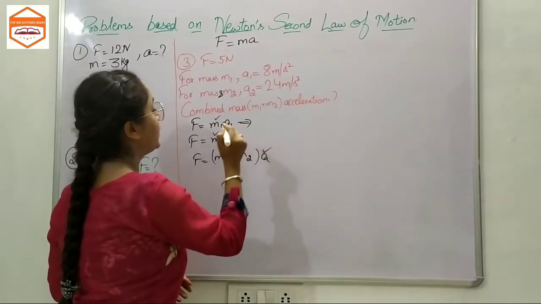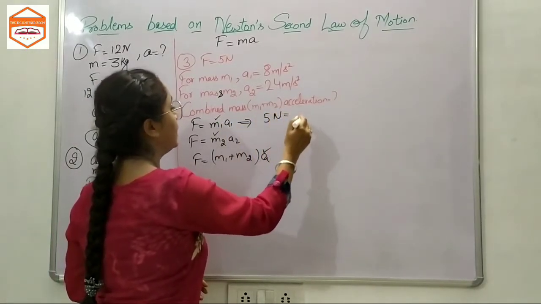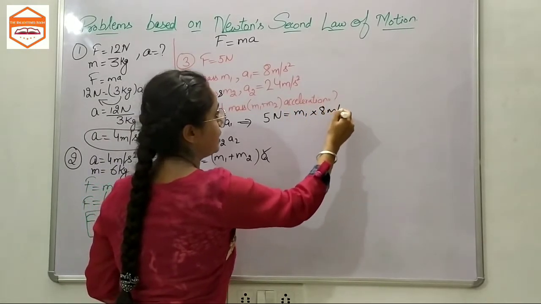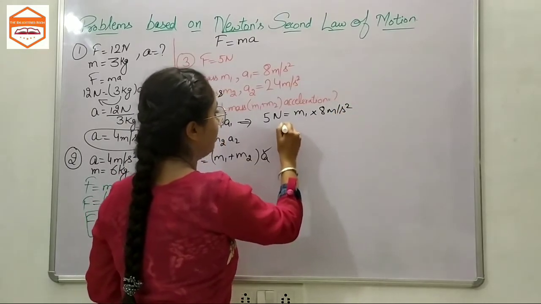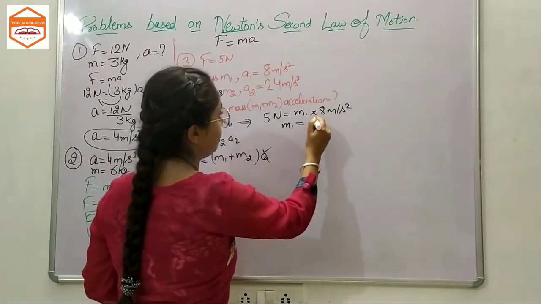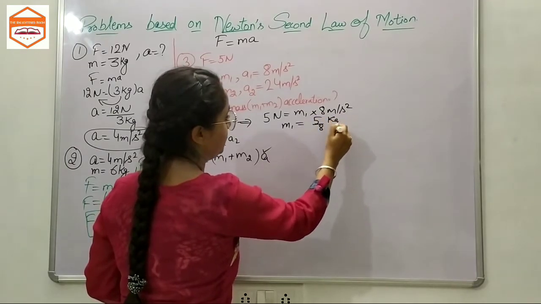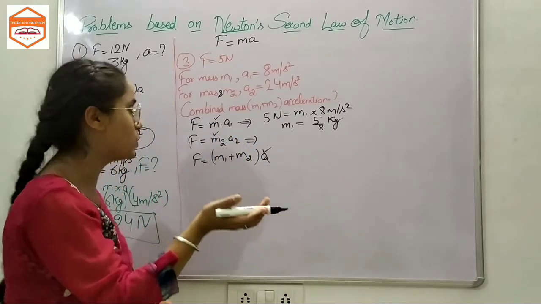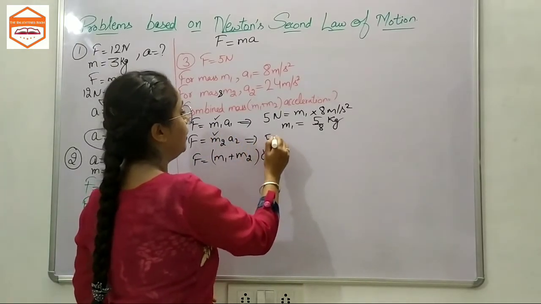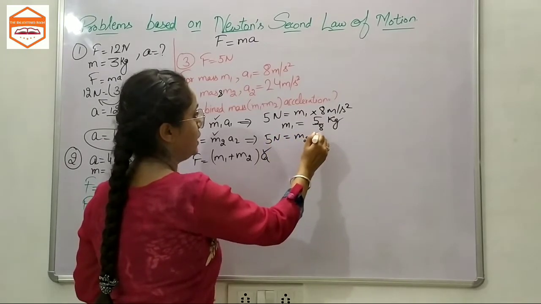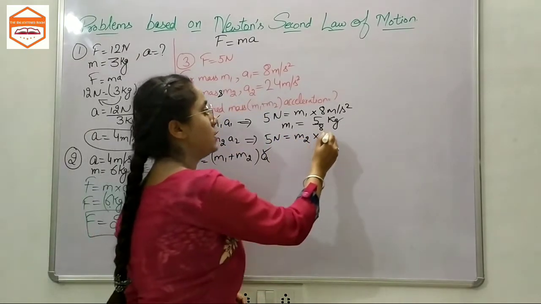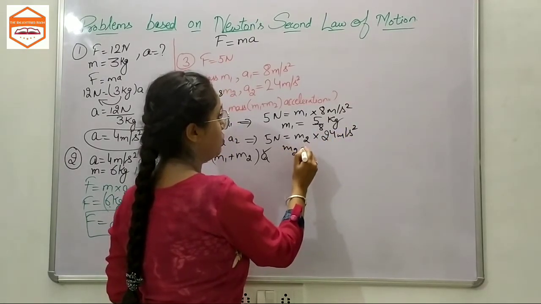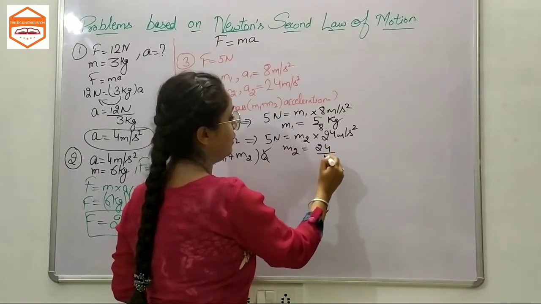Now we have force as 5 Newton. We need to find the mass m1 and we have acceleration of 8 meter per second squared. So for this we have mass m1 as 5 upon 8 kilogram. Okay. Similarly for m2 we have 5 newtons equals m2 times acceleration a2, which is 24 meters per second squared, and then we will get the mass m2 as 5 over 24 kilogram.